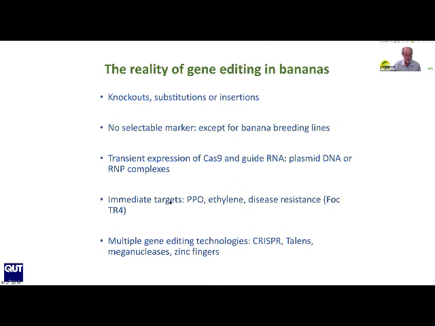The immediate targets, the ones that we're looking at immediately, are PPO, so this browning. Is it possible to develop non-browning bananas? And yes, we believe it is. To potentially manipulate ethylene, the amount of ethylene, and therefore control ripening. But most importantly, disease resistance, and the one we're focused on right now is, of course, TR4.